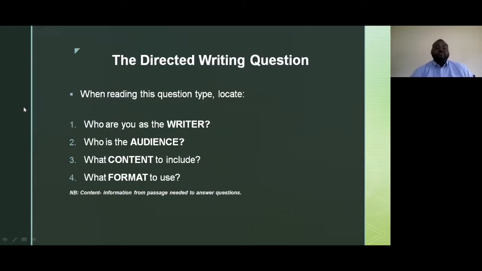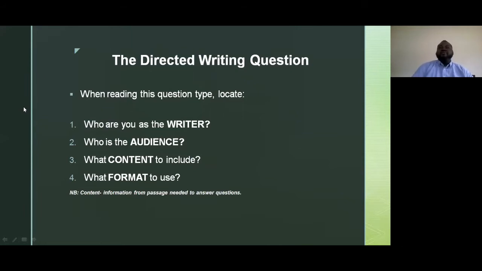Next, you should look at what content to include. For those who may be unfamiliar with the term content, which I doubt, but nonetheless, content is the information from the passage needed to answer questions. Okay? And so as you read a directed writing question, you have to figure out, who am I as the writer? Who is my audience? What content or information from the passage must I include? And more importantly, what format must I use?